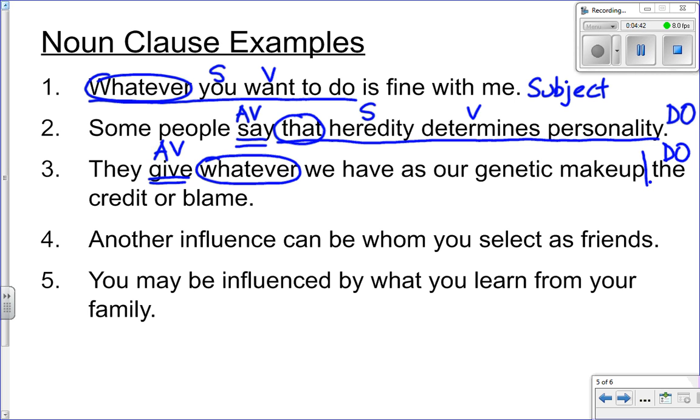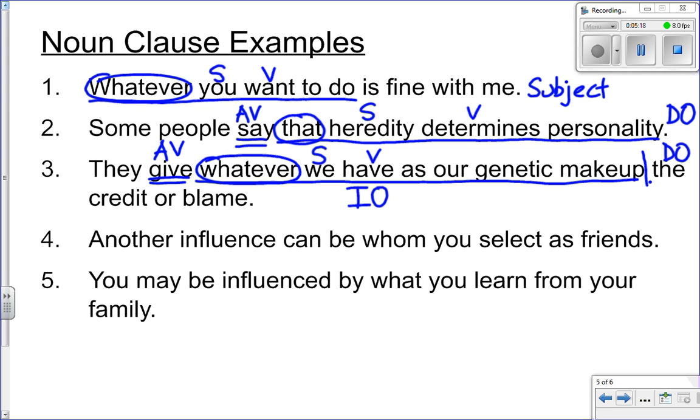So I'm not going to include that in my noun clause. Instead, I'm going to say that the noun clause is whatever we have as our genetic makeup. I'm going to stop at makeup because it runs into the direct object of the sentence, which means that my subordinate clause is an indirect object in this sentence, and I can use the formula to test if it's an indirect object. They give credit or blame to whom or what. They give that credit or blame to whatever we have as our genetic makeup. Within the subordinate clause, the subject is we and have is our verb.